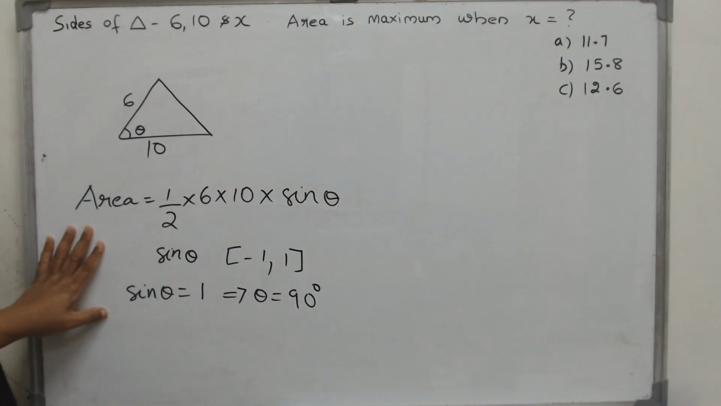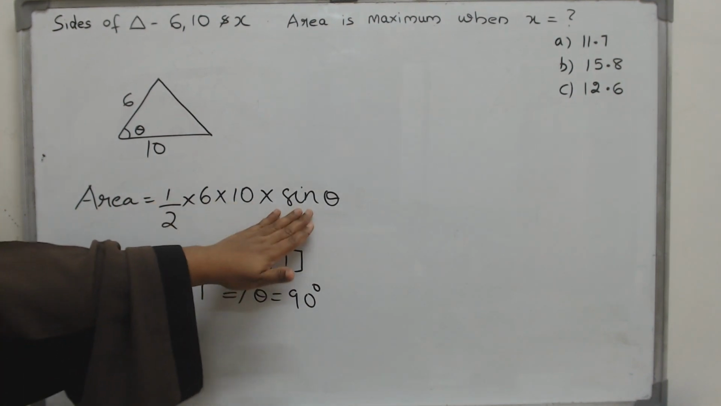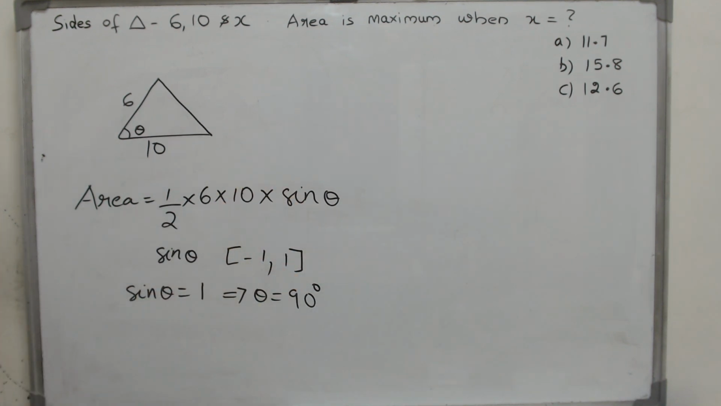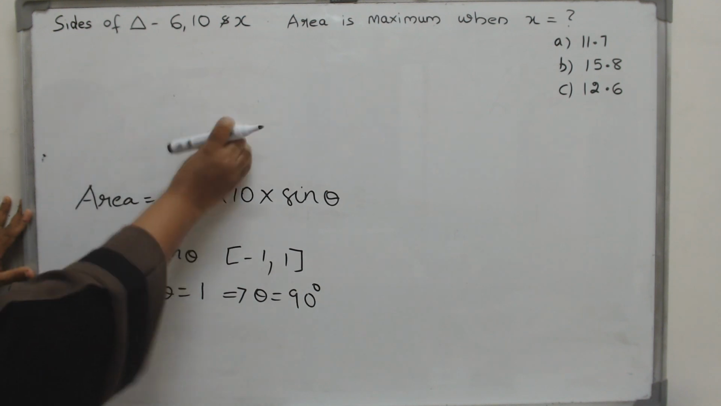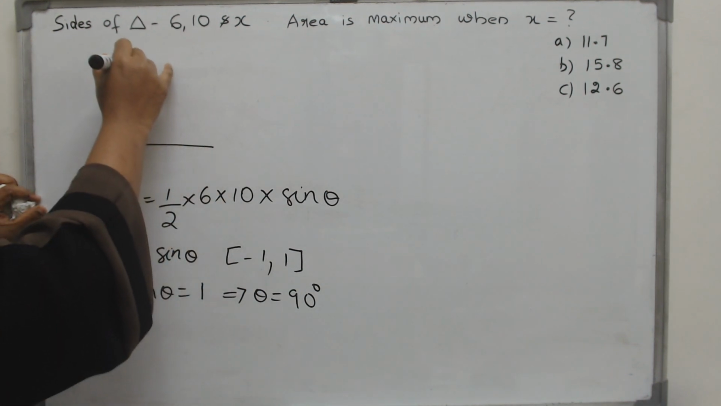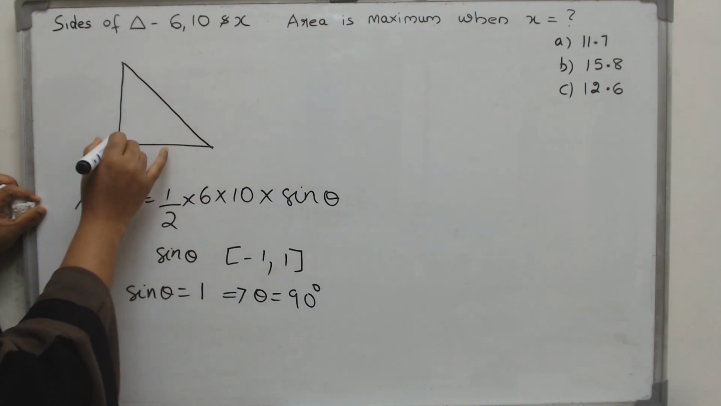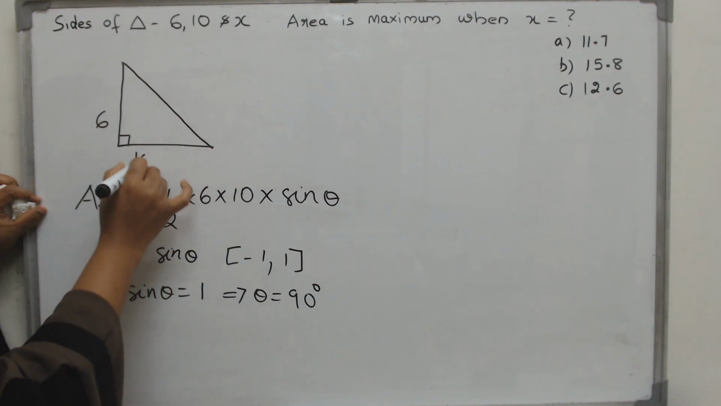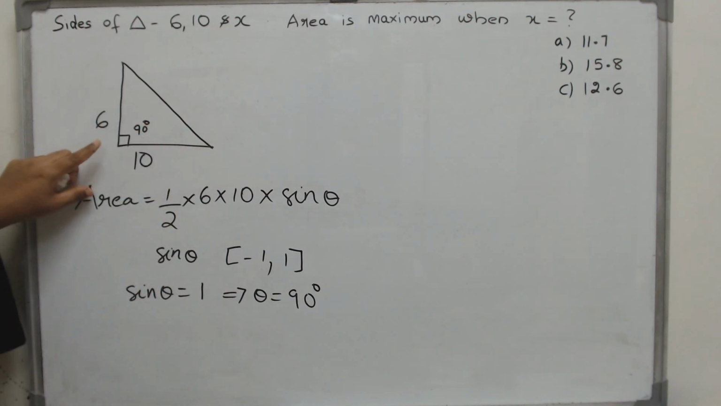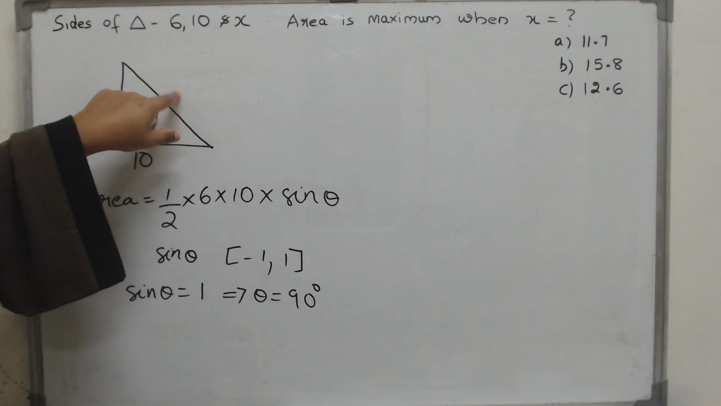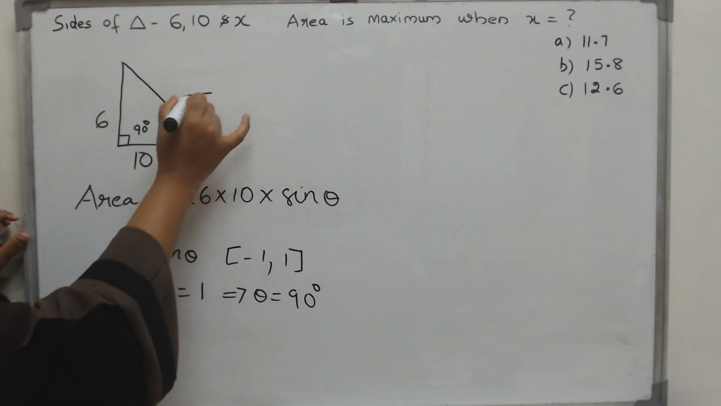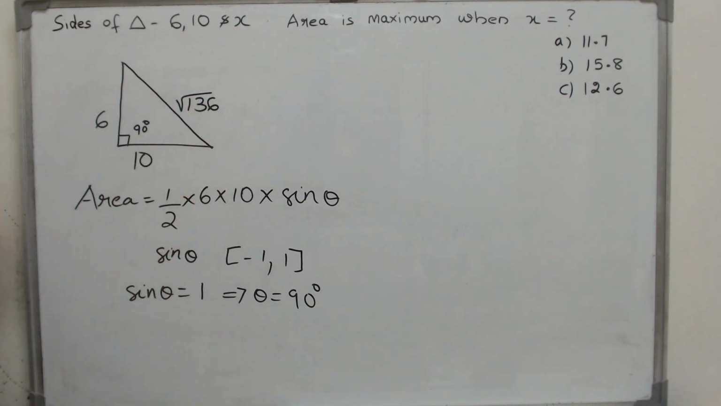So what do we see here? The area is maximum when sine theta is maximum and sine theta is maximum when your theta is 90. So what does that mean? Our illustration is wrong. For maximum area, the triangle has to look like this. The theta has to be 90 degrees. Then applying the Pythagoras theorem, what will x be? It will be the square root of 100 plus 36. That means it will be the square root of 136.